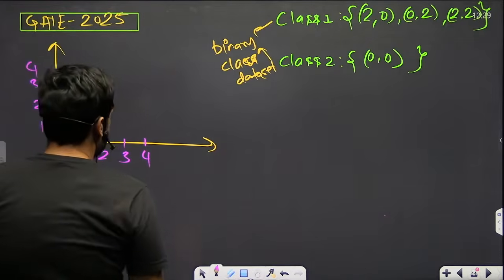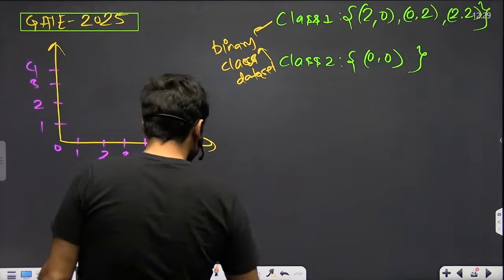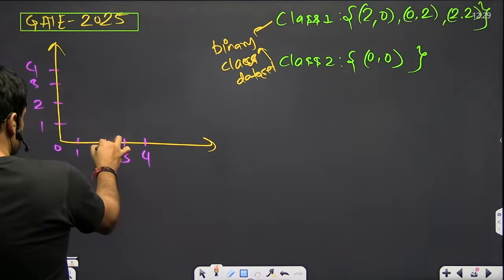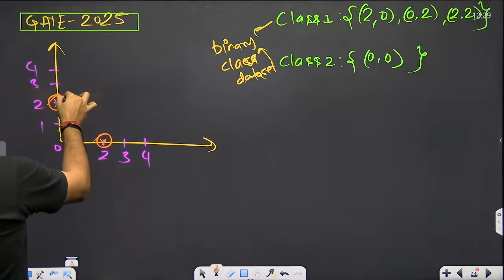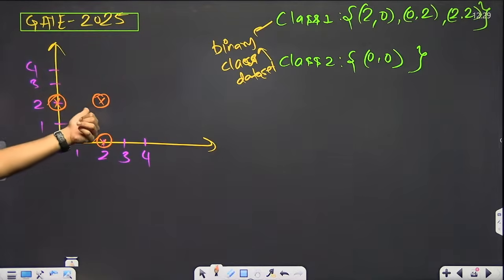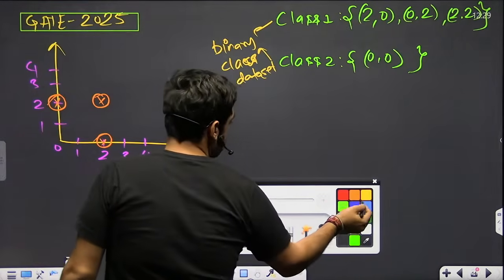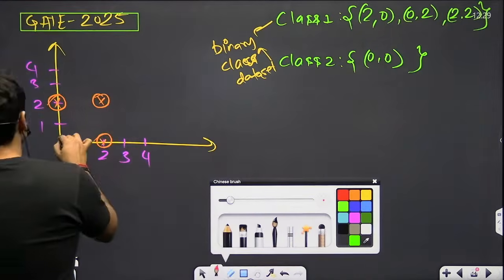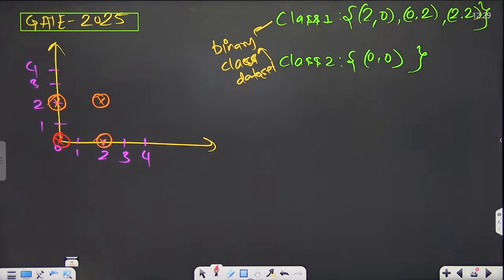Okay, so class 1 points I'll be marking with a separate color, that is 2 comma 0. So this is the first point, then 0 comma 2, this is the next point, and this is the third point. This is class 1 points I have marked with this color, and the next point is 0 comma 0. I am marking this with a different color. So this is 0 comma 0, the class 2 point, right?